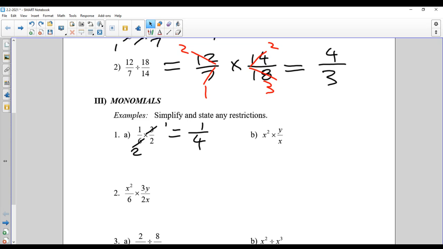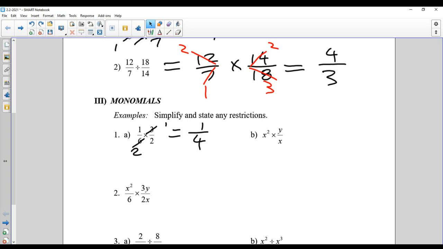So I was asking about restrictions. Is there any restriction? Well, there was no x at all in the original. There is no variable there. There's nothing that can make this become 0. So there are no restrictions. It's when you have a variable in the original denominator that you can have restrictions.